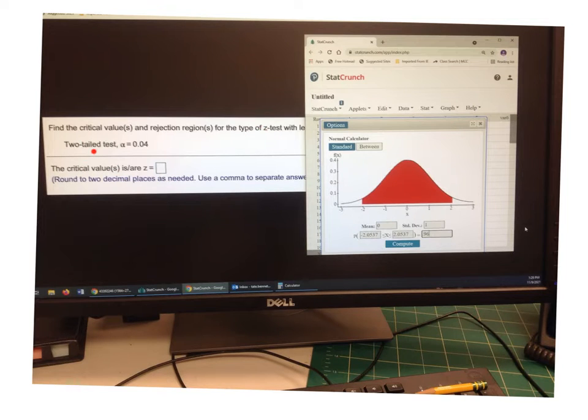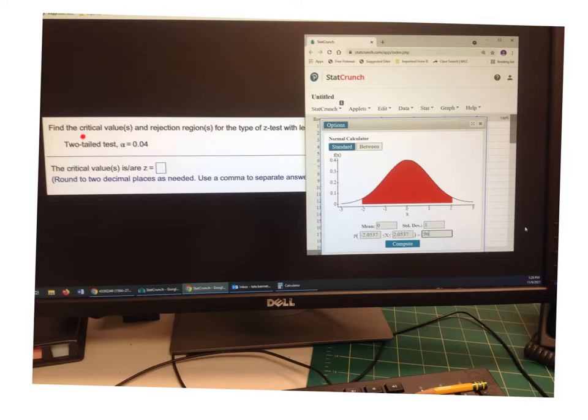So it's two-tailed and alpha is 0.04, the level of significance. I'm going to use StatCrunch. You can use a calculator or do it with a table. So you open StatCrunch, click on Stat, then Calculators, and open the normal calculator. Click on Normal. By default, it'll be on Standard.